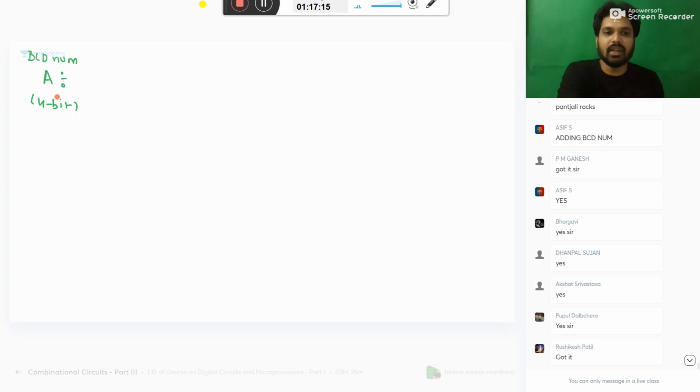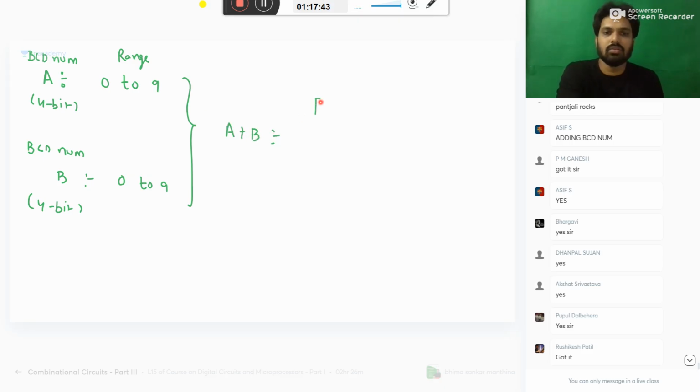A 4-bit BCD number A can range from 0 to 9. Another 4-bit BCD number B. What is the range of it? 0 to 9. So if you add A plus B, what is the range? You add 0 to 9 and 0 to 9. What is the answer range?